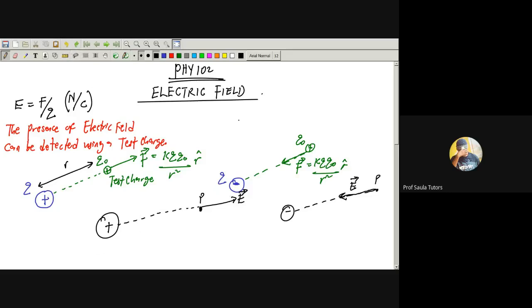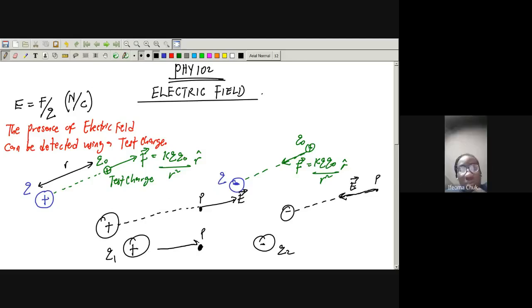Let me take for instance, look at this point. Let me say I have a charge here, this is Q1, and I have another charge here, Q2. Let me say this is point P. How will the direction of the electric field go? Relative to this positive charge, what will be the direction of the electric field due to the presence of Q1 at P? It goes this way.